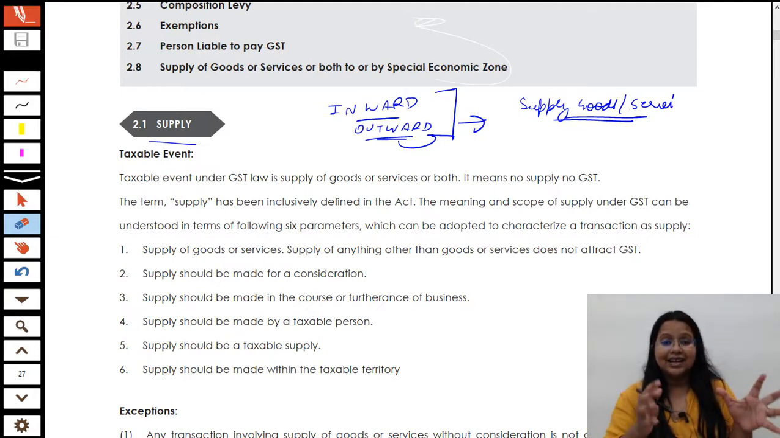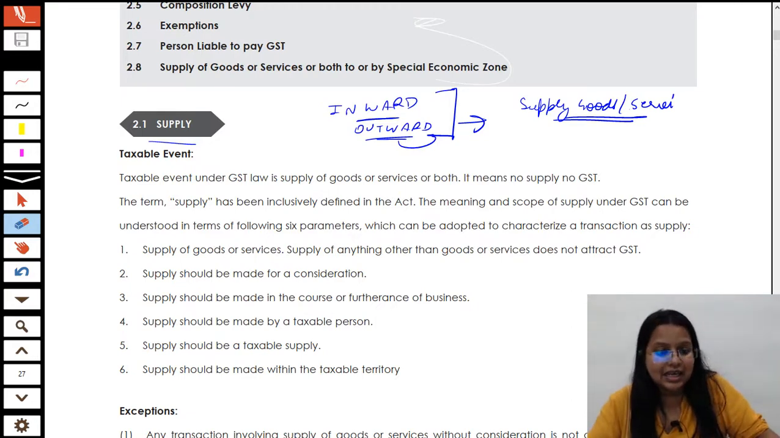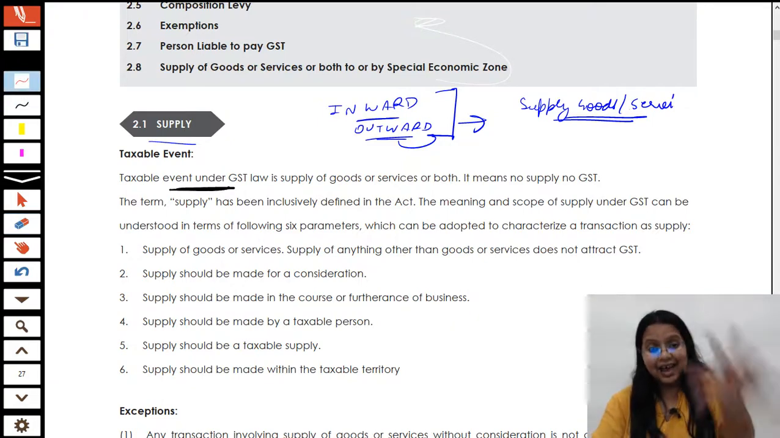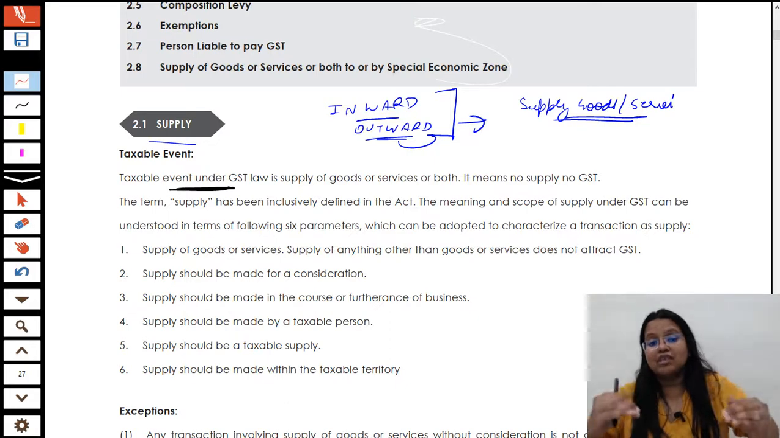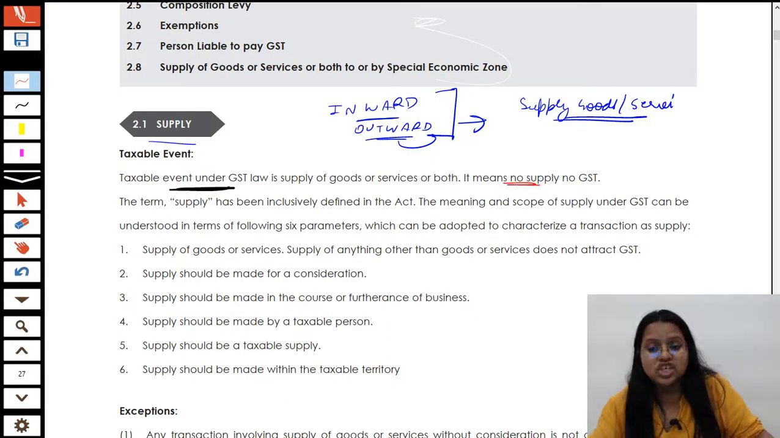Now students, the next question that they might ask you in the examination is which is a taxable event under GST. Under GST, taxable event means that event, that activity, when supply of goods or services or both takes place. It means we can say if there is no supply, there shall be no GST.